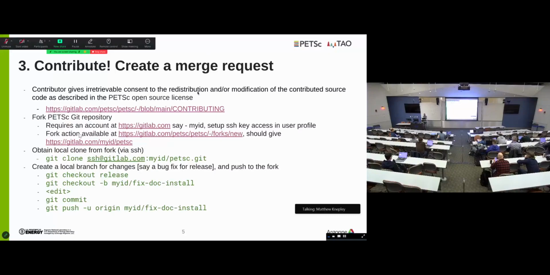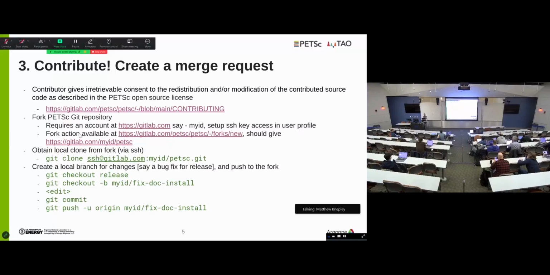process. The first one is a caveat: all contributions must comply with the PETSc source code license. That's upfront in the merge request process. And then the GitLab model is that only developers have access to the primary repository. Every other contributor has to make a fork of the PETSc repository and make changes in that fork.